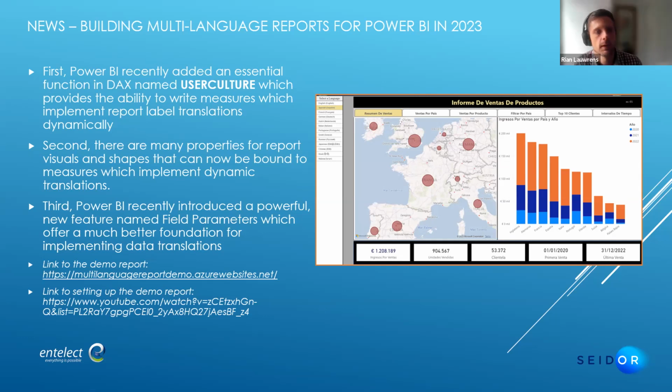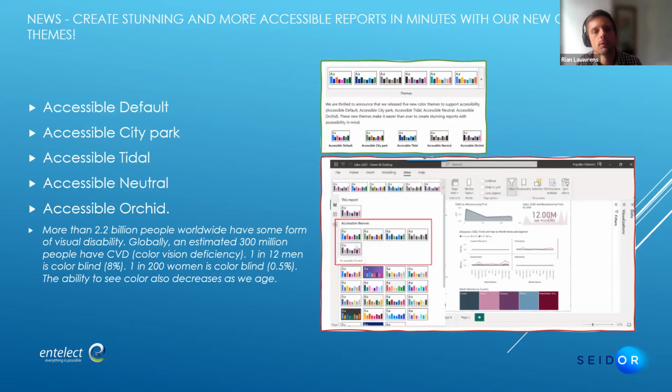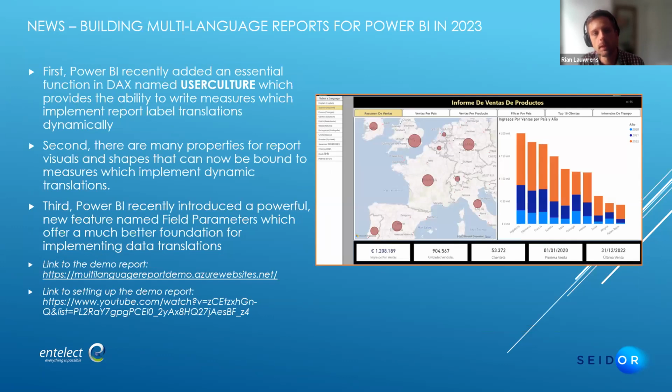Cool. So, quick question. I see you said ability to write measures. Is that somehow only applicable to measures, or is it DAX in general, meaning you can use it in calculated columns that have categorical outputs as well?